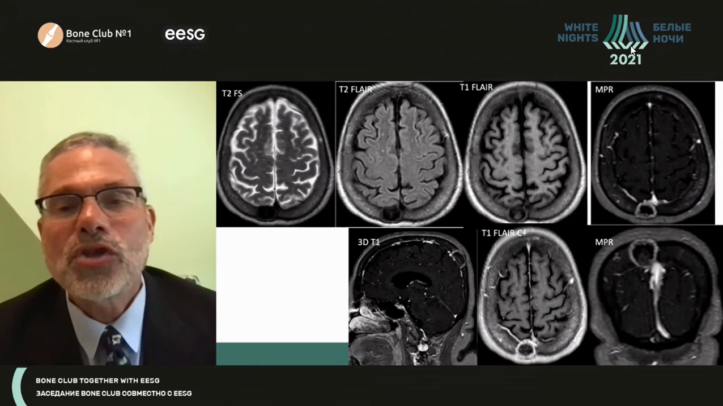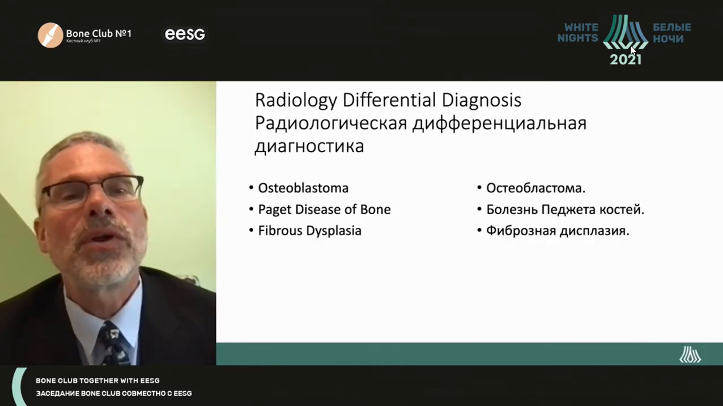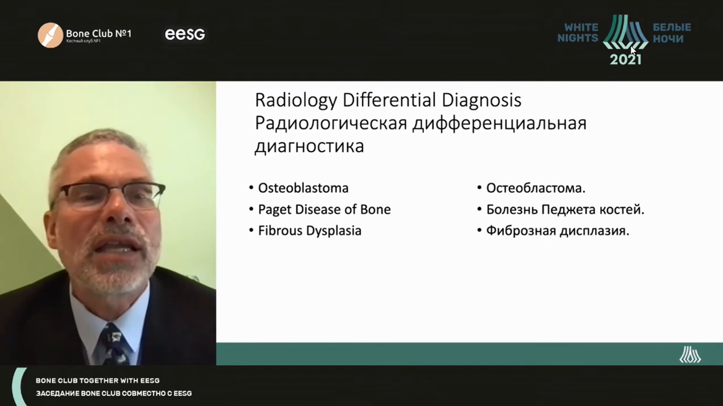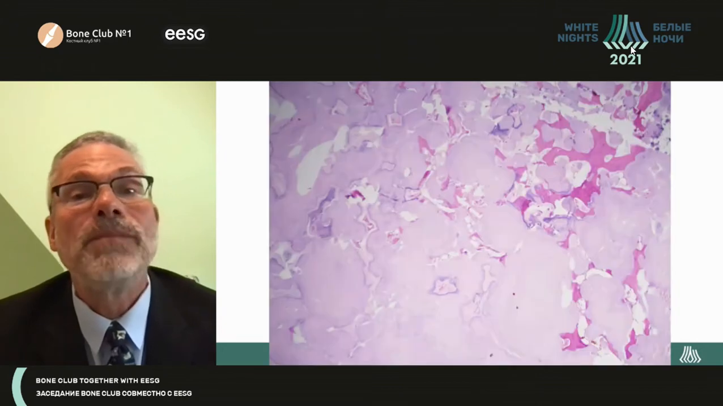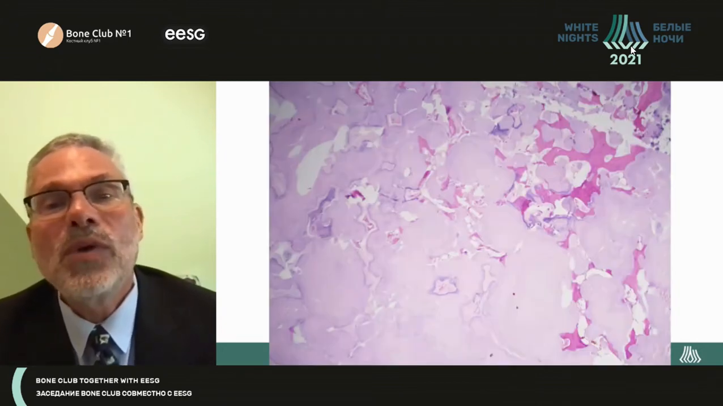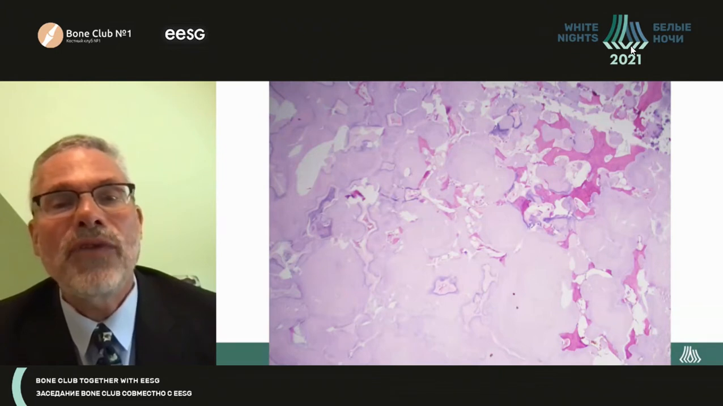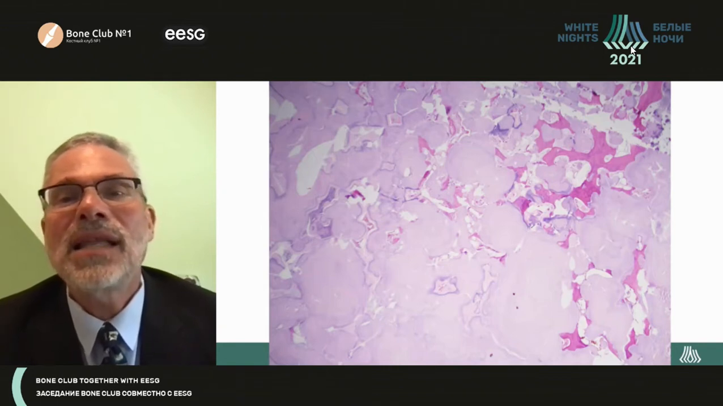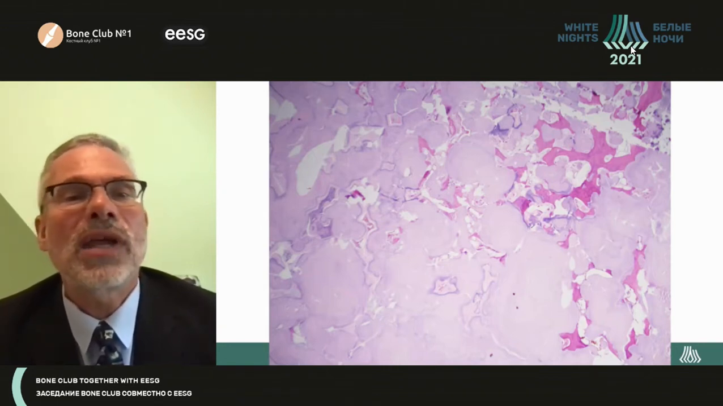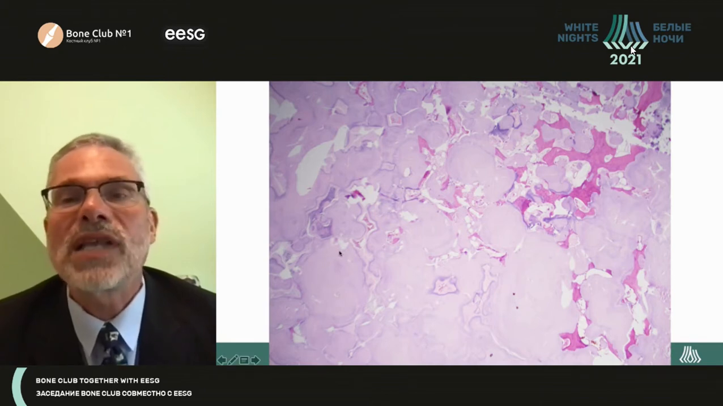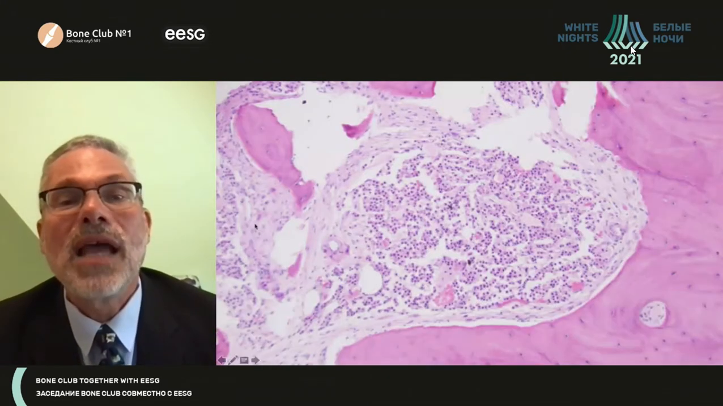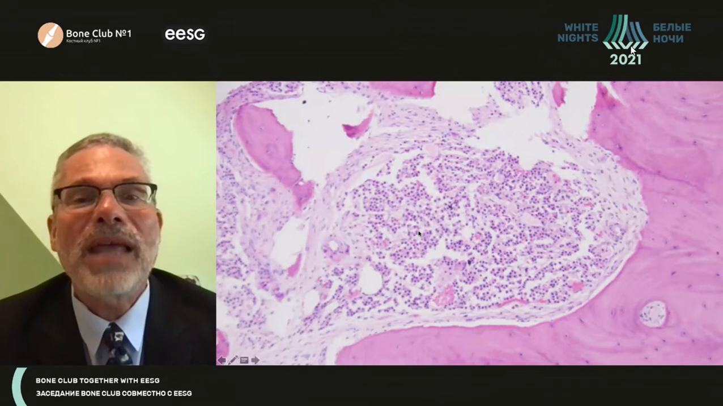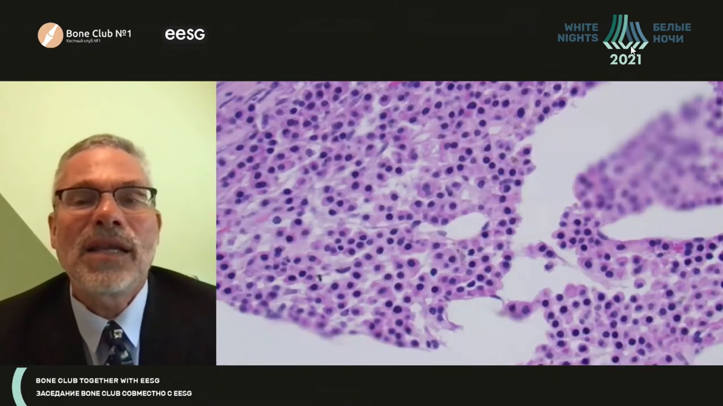MRI looks the same, shows you a well-circumscribed lesion at the posterior calvarium, and the radiology differential diagnosis was osteoblastoma, Paget disease of bone, and fibrous dysplasia. But on biopsy, we see these sheets of homogeneous material that doesn't have internal characteristics, no calcifications within most of this. There's some foci of calcifications, and there is bone formation surrounding it. And then there are small nests of cells. These look like plasma cells. And indeed, they look like plasma cells.